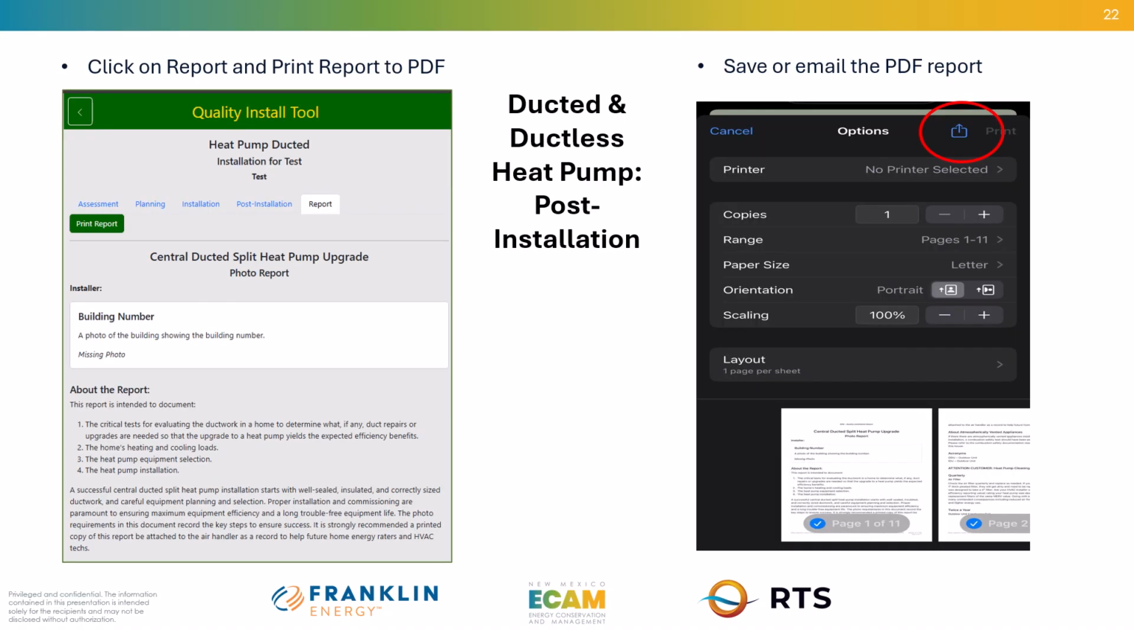Now you are ready to save and upload the final documents. Click on the report and select Print Report to PDF. It is strongly recommended that a printed copy of this report be attached to the air handler or emailed to the customer as a record to help future home energy raters and HVAC techs. You also have the option to save or email yourself the PDF report for upload to the ECAM portal.